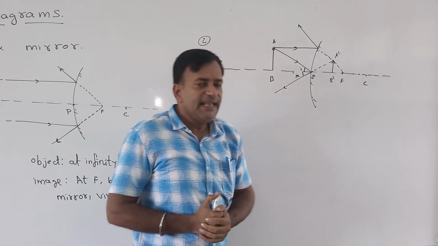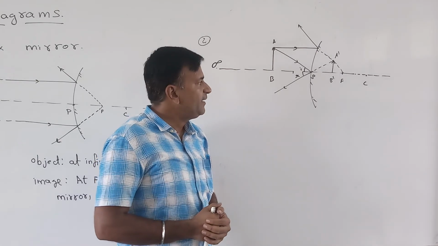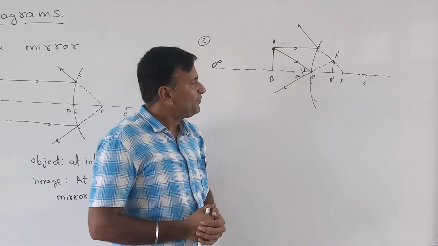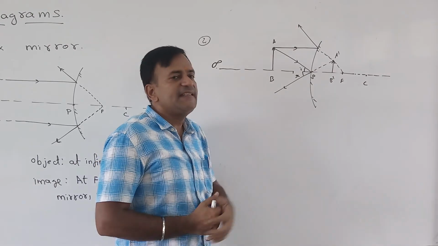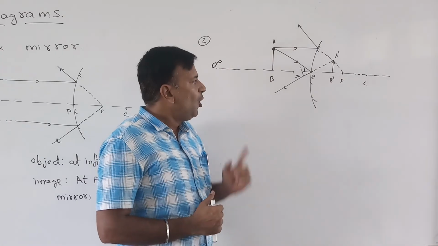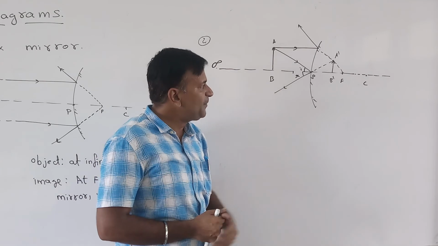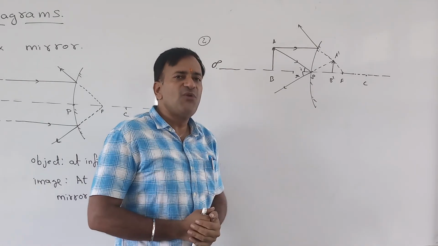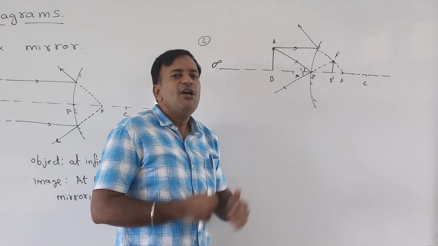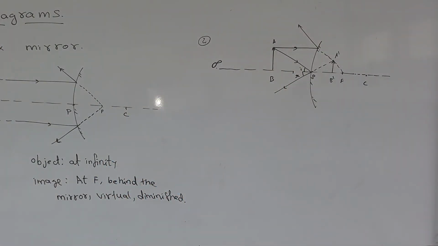Now, what is the description of image? Is the image real or virtual? You decide. Is the image erect or inverted? You decide. Is the image diminished or magnified? You decide. Only one thing I can tell, that is the position of image, which you can also see. It is between pole and principal focus. Okay, you are required to draw all these diagrams, and you are also required to write the descriptions of objects and images.